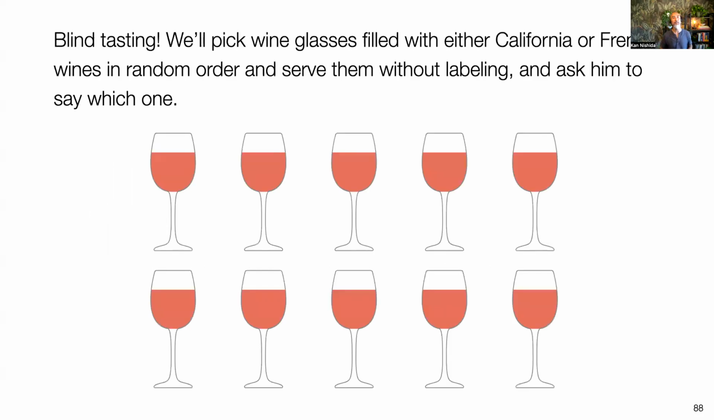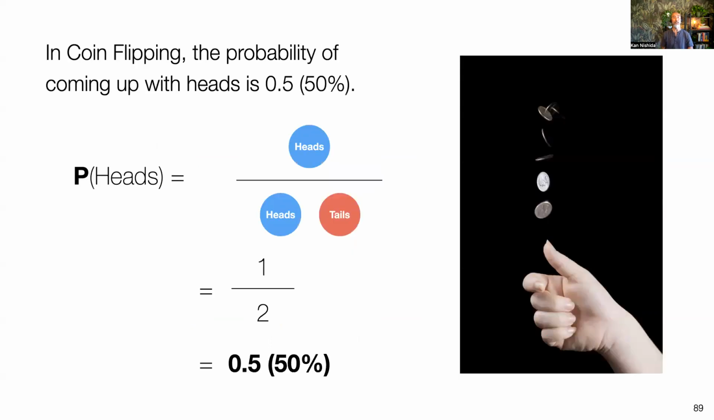So what we do is a blind tasting. This is how we test whether people have enough knowledge about wine to be a sommelier or not. We pick wine glasses filled with either California or French wine in random order, serve them without labeling, and ask this person to say which one it is, California or French. Remember, you have only two options. It has to be one of them, right?